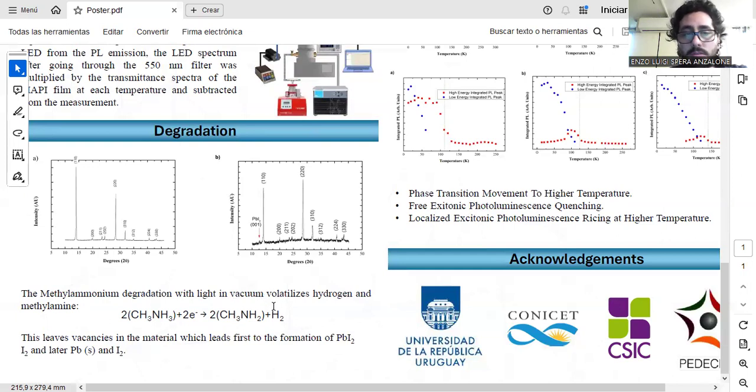These two subproducts are gaseous and volatilize, leaving vacancies inside the material. These vacancies lead to a change in the oxidation state of iodine, so we end up with the formation of lead iodide. This is observable here in this diffractogram in comparison with the initial diffractogram of the sample right after its manufacture.